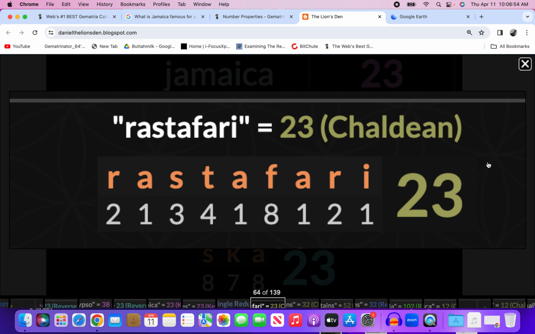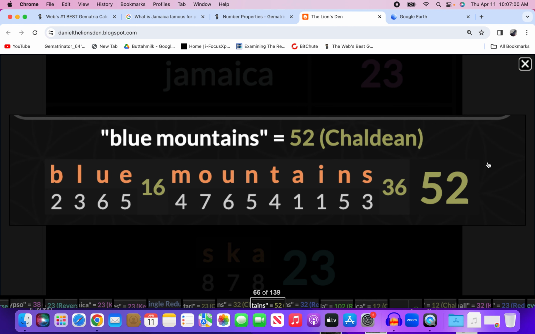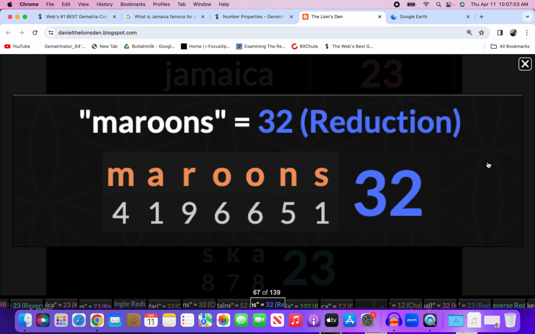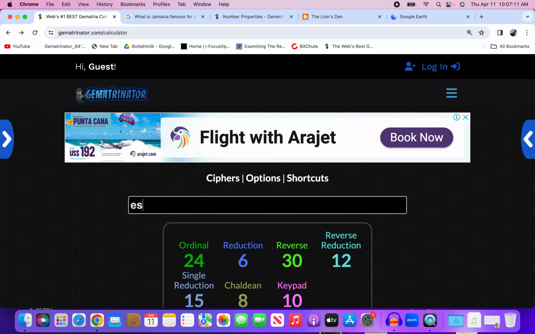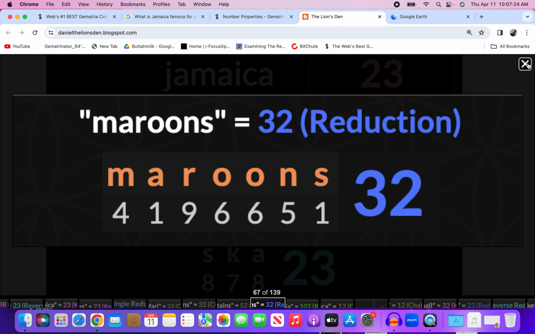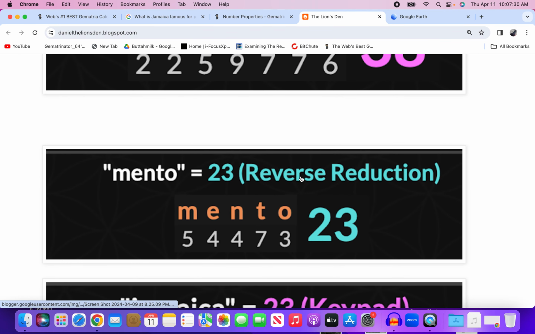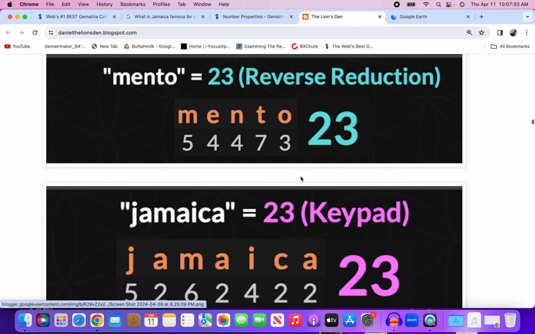Rasta, 23. Rastafari, 23. Rastafarians, 32, the reflection thereof. Blue Mountains, known for its Blue Mountains, 52. Known for the Maroons, these are escaped slaves, equals 32. Wonder what escaped slaves is. Escaped slaves, 59, like Negro, 76. Interesting. Let's get back on point here. So Maroons. So the music very much coded coincidentally to Jamaica.